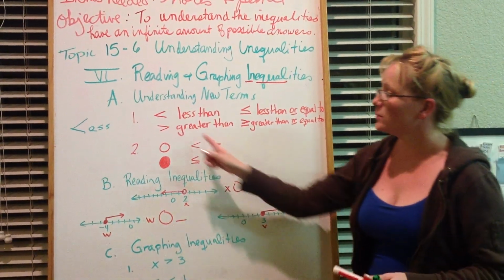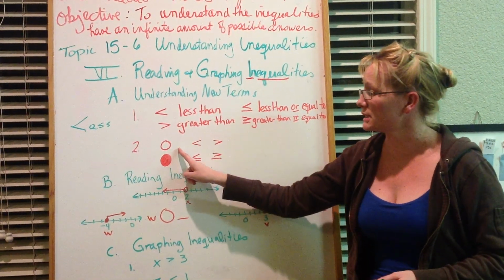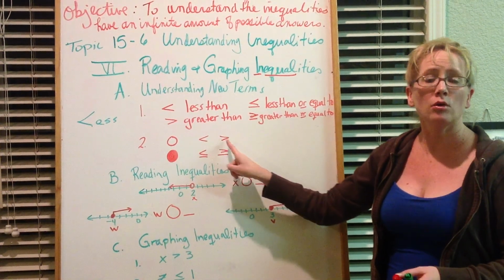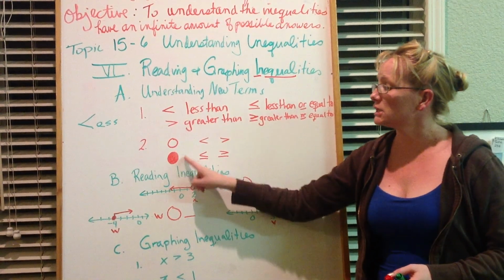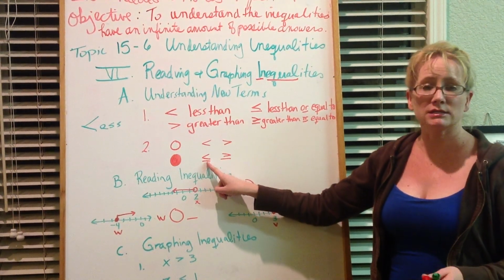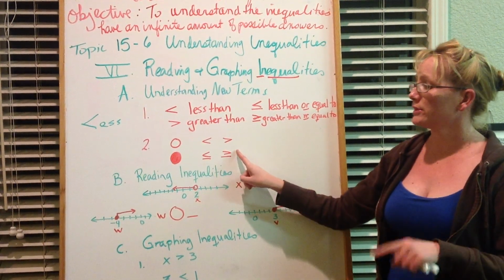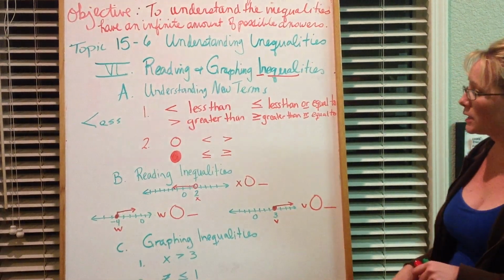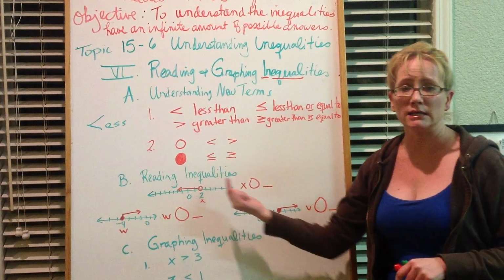When we graph it, we have to use special dots that mean these things. If we graph it with an open dot, that means we're using either less than or greater than. And if we graph with a closed dot, that means we're using less than or equal to, or greater than or equal to. So when we graph them, watch the dots. Okay, first we're going to learn how to read the inequalities.